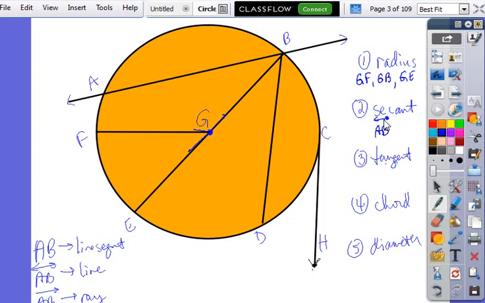Because if I do this, what am I talking about there? It's AB, going from point to point. That's going from point to point and stopping. That's a segment. A secant cannot be a segment. It's got to be a line.